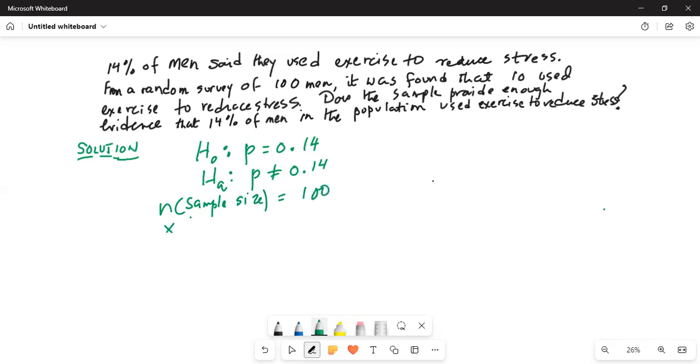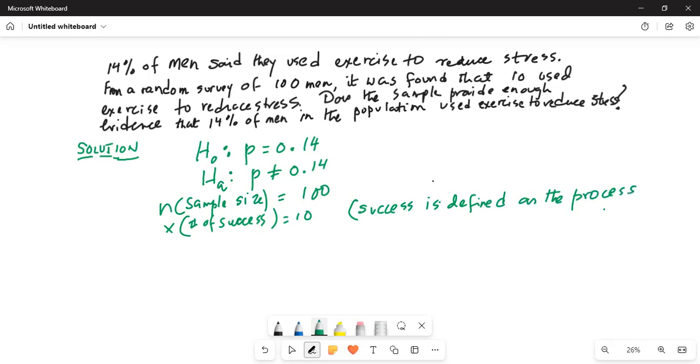X, number of success, is 10. That means 10 success is defined as the process of reducing stress by exercising.